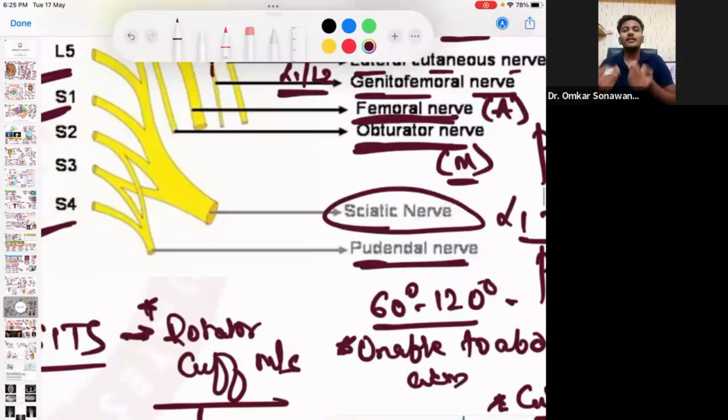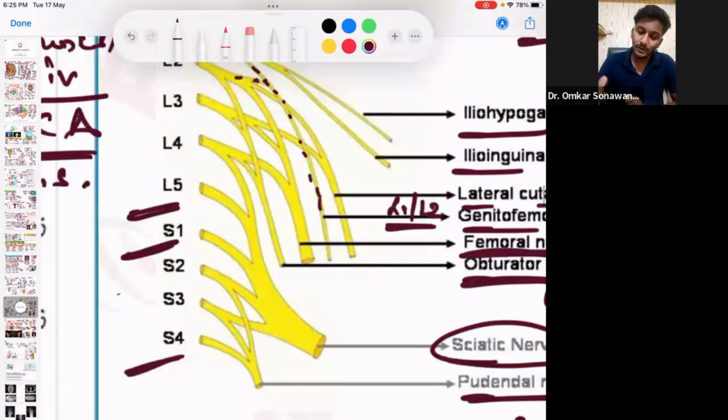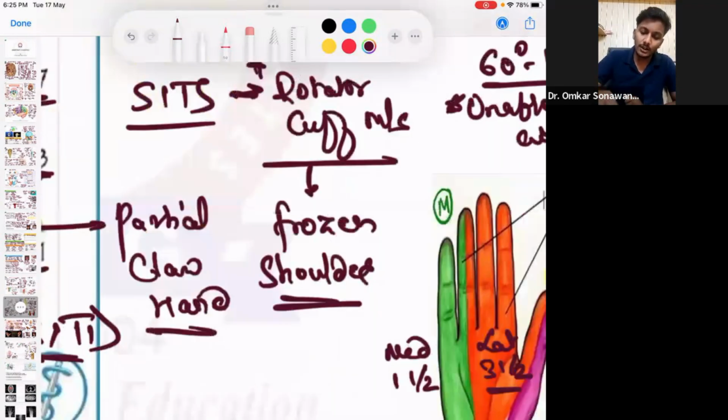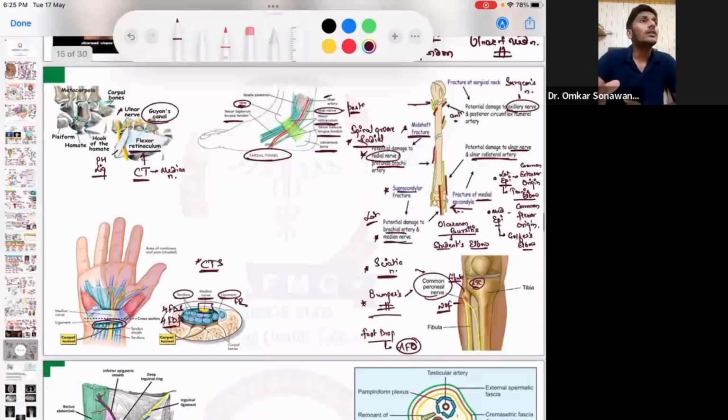Pudendal nerve innervate the genitalia. Important. ठीक है? No issues with this. याद रख लो, important है. ठीक है? And as we discuss about the sciatic nerve also.